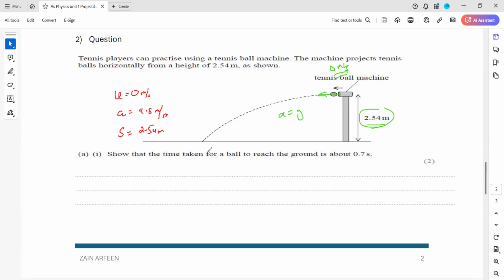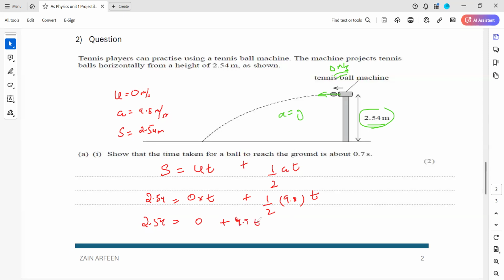If we need the time, the equation of motion which includes the time is s equals ut plus half at squared. S is the vertical displacement, which is 2.54. Initial vertical velocity is 0. The time we don't know, plus half acceleration. This time it will be positive as it is moving down and accelerating. So this will be 2.54, this term will be 0, and 9.8 divided by 2 is 4.9 t squared.